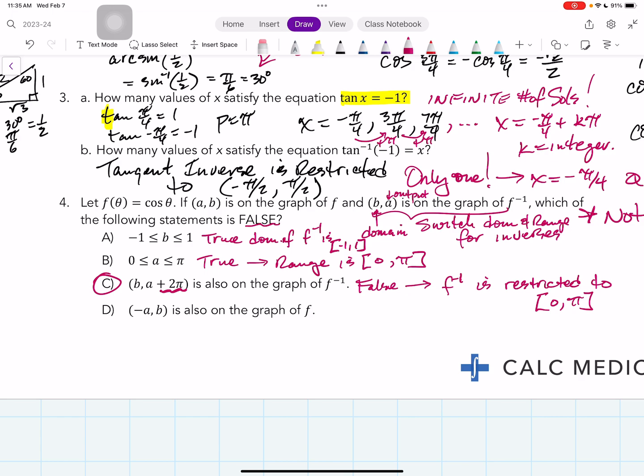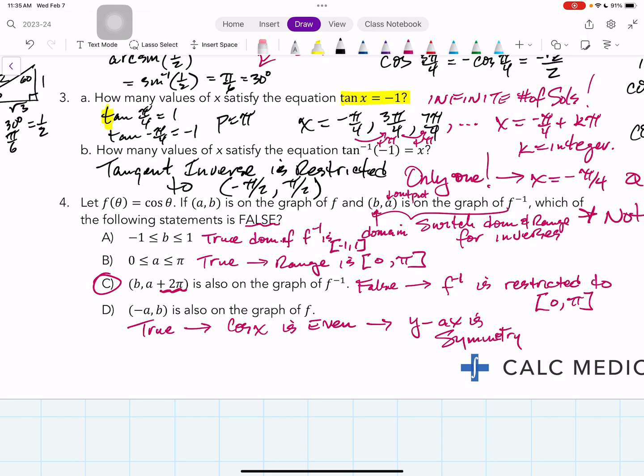And then here, negative a comma b is also on the graph of f. So notice that we took the opposite of the coordinate here. So why is this true? This is true because the cosine function is an even function. What does that mean? That means it has y-axis symmetry.